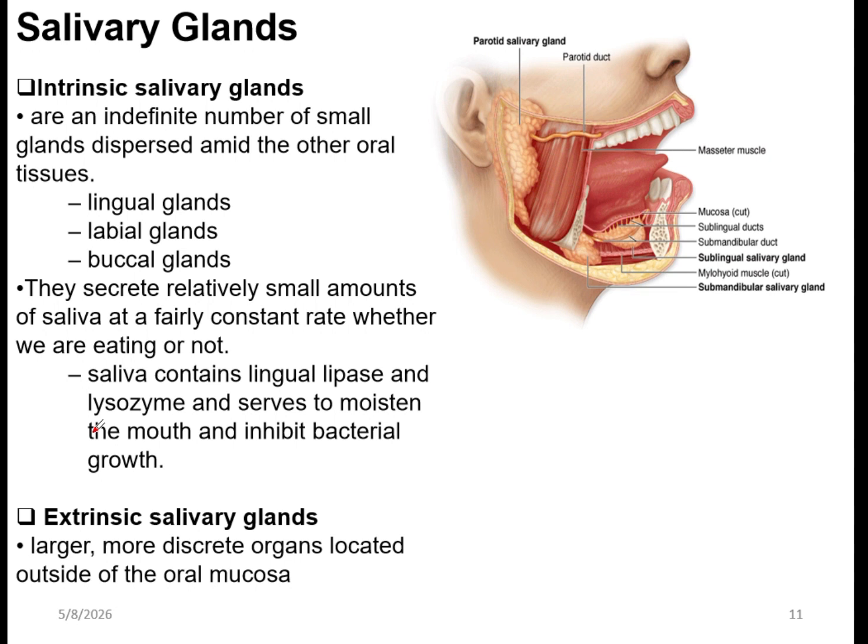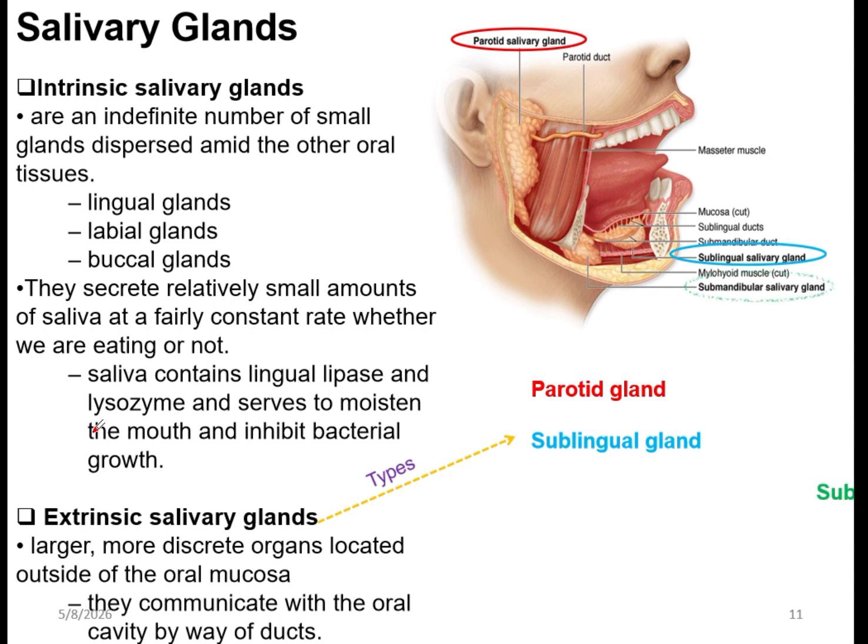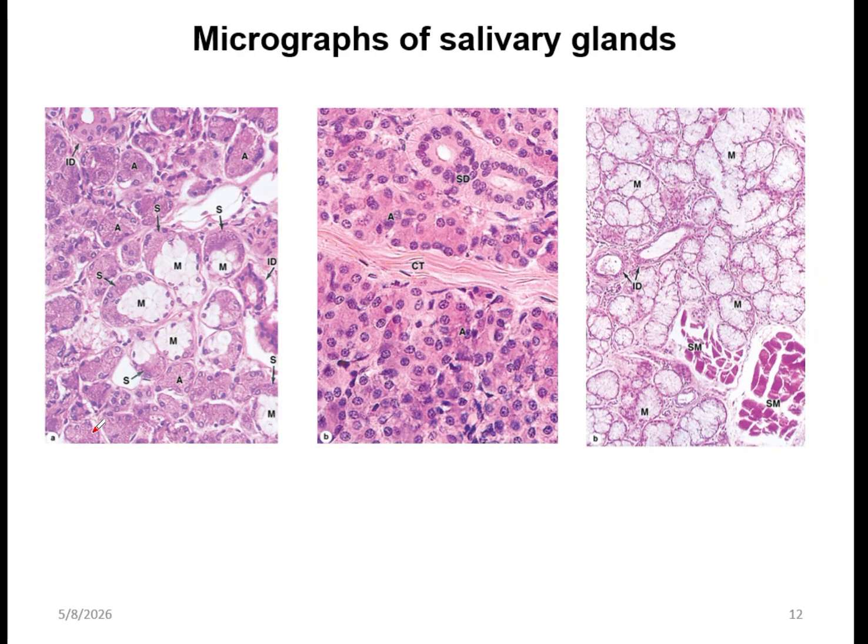Okay, and the extrinsic salivary glands are generally of three types. Okay, three types. What are they? One is the parotid gland, another is the sublingual gland, and the last is the submandibular gland, right? So these are the types: parotid, then sublingual gland, and then submandibular gland, right?